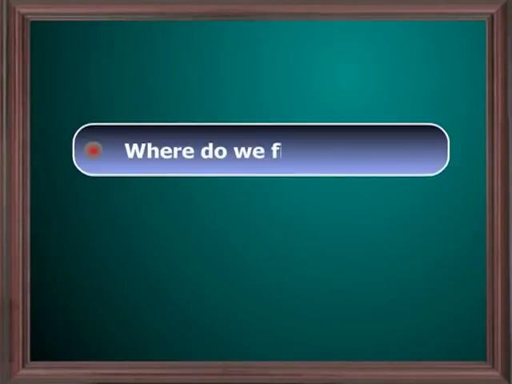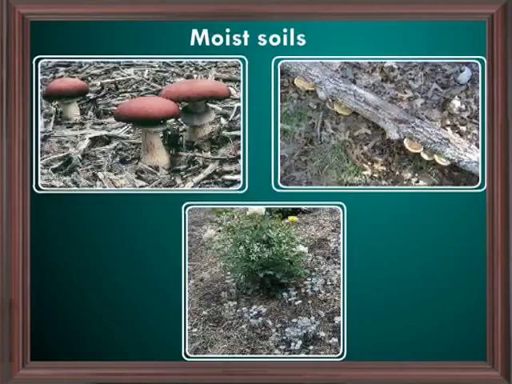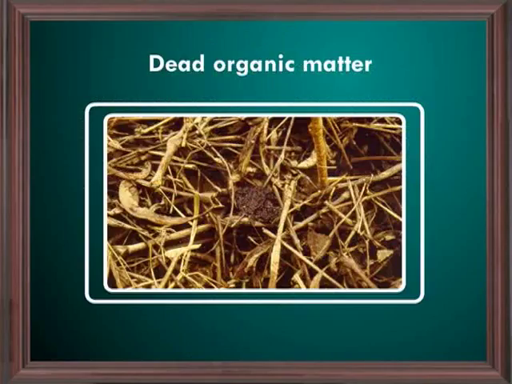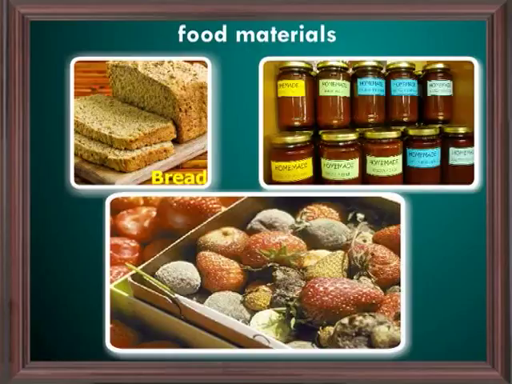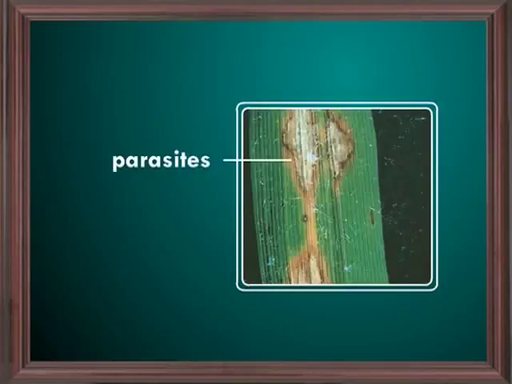Fungi. The fourth group of microorganisms we are discussing is fungi. Fungi belong to the plant kingdom. Where do we find fungi? Usually, fungi grow on moist soils, decaying dead organic matter, food materials like bread, pickles, rotting fruit and vegetables. Some of them live as parasites, causing diseases.